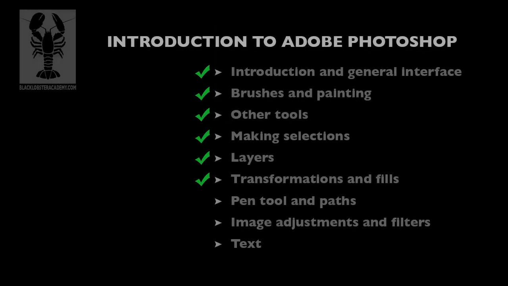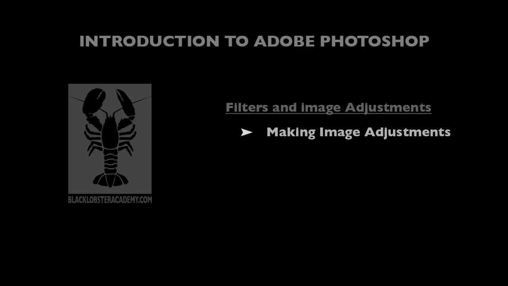In the last episode we covered vector graphics, focusing mainly on creating and editing paths and using the pen tool, as well as the shape tool, vector masks, and paths panel. In this episode we're going to cover using filters and how to make common image color adjustments. Let's do it. Making image adjustments.